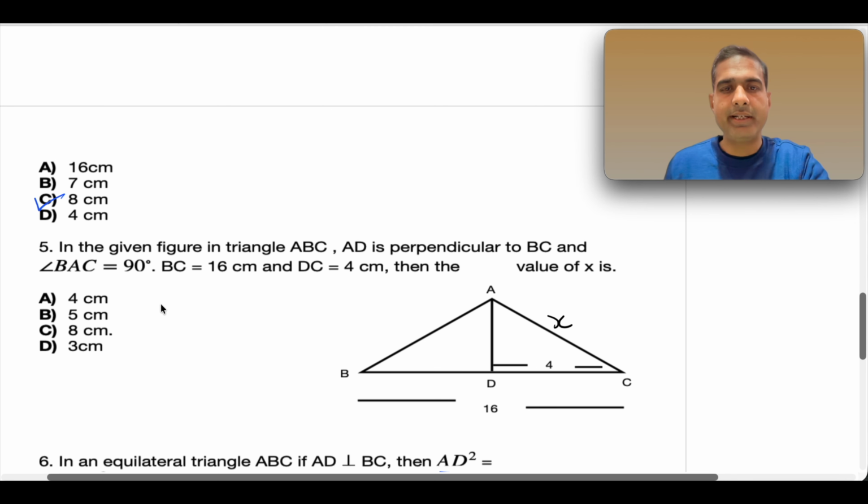Moving to question number 5. In the given figure, in triangle ABC, AD is perpendicular to BC and angle BAC is 90 degrees. So this angle is given to be 90 degrees.